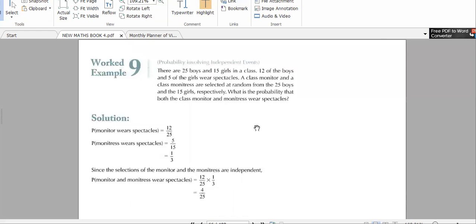As boys and girls are independent of each other, their probabilities will be independent. The probability of the monitor wearing spectacles will be 12, because there are 12 boys in the class who wear spectacles, divided by the total number of boys. So this will be 12 over 25. Similarly, the probability of the monitress wearing spectacles will be the number of girls who wear spectacles, 5, divided by the total number of girls, which is 15. So the probability will be 5 over 15 or 1 over 3.